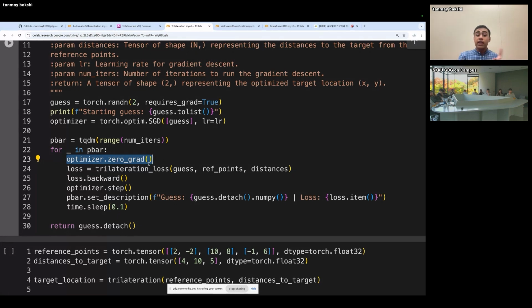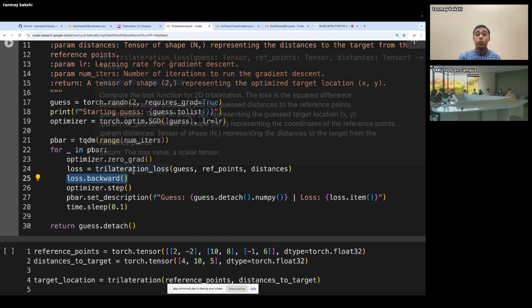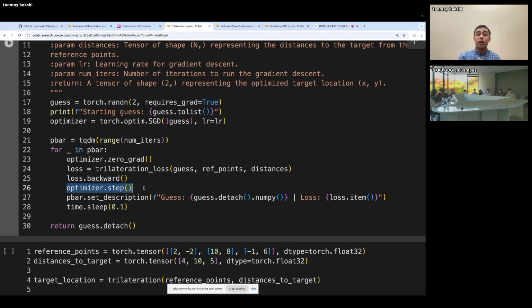That's it. The next thing we do is compute the error. We take the guess, the reference points, and the distances, and use that to compute the loss. When we have the loss, we know how bad the guess is. Because we know how bad the guess is, we can call backward to compute derivatives with respect to all variables. In this case, it'll compute with respect to the guess, and then we tell the optimizer to take a step in the space. The optimizer will use the gradients on top of the guess that we passed it, and use the learning rate to figure out how to move the guess. And it'll actually move the guess for us as well.